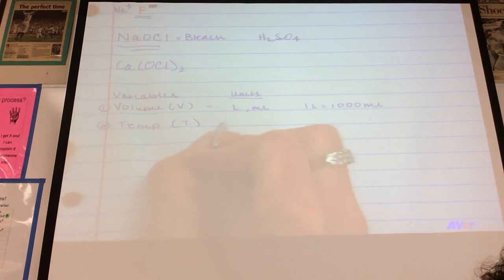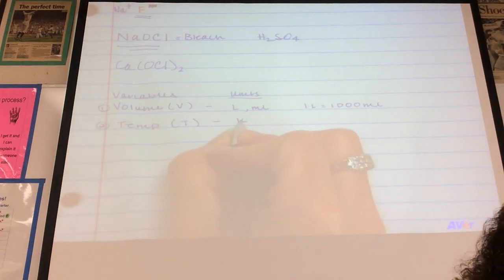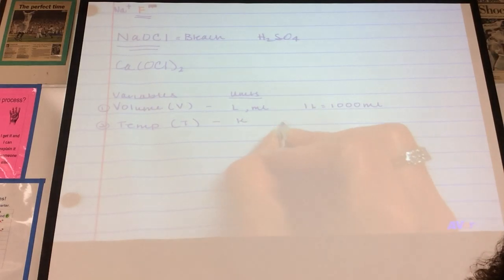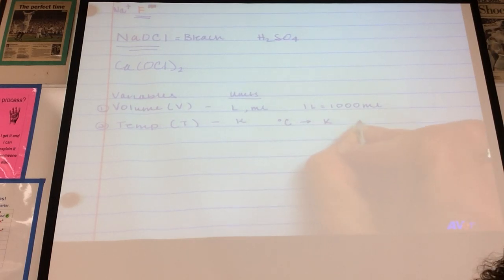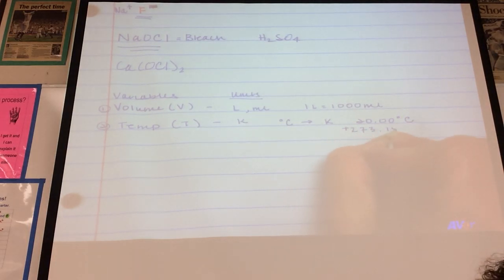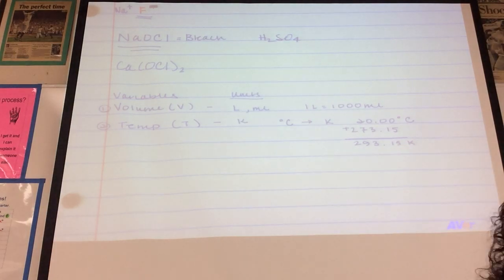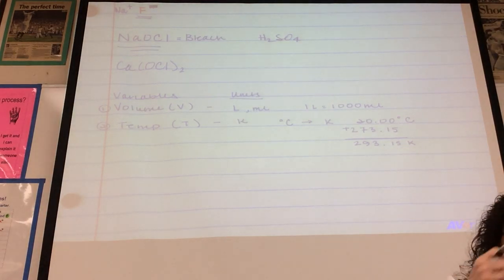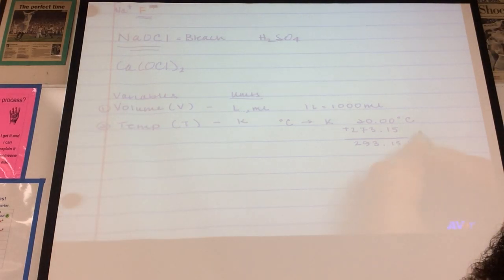Other variables we want to consider in this chapter are temperature, abbreviated capital T. Our unit here will be Kelvin. Be very careful there. You can easily convert degrees Celsius to Kelvin. If you are given 20 degrees Celsius, you add 273.15 to it, and you get 293.15 capital K for Kelvin. And you'll need to know that simple conversion.